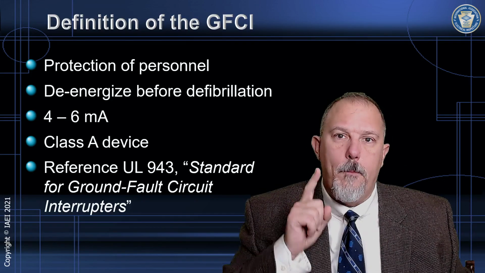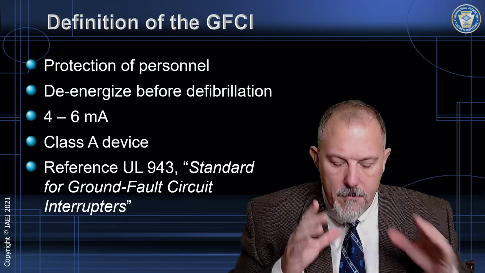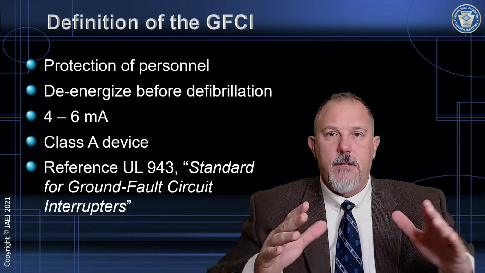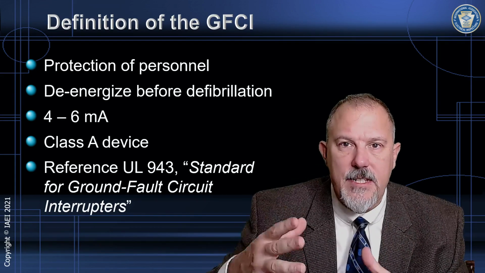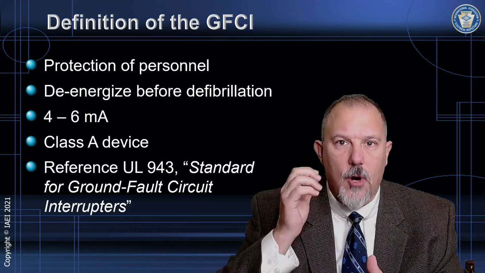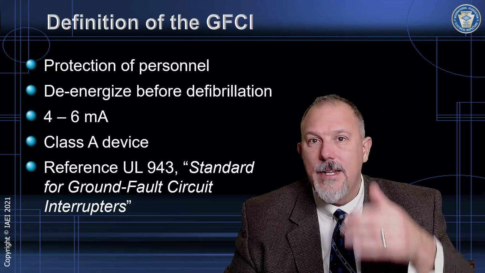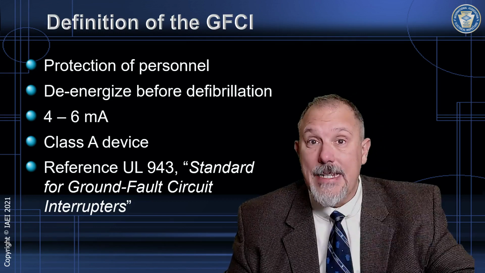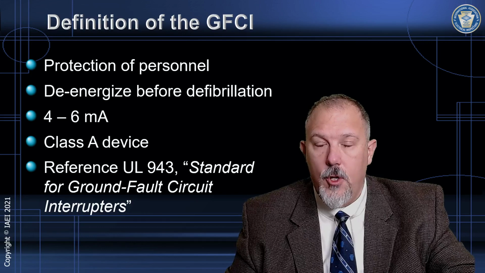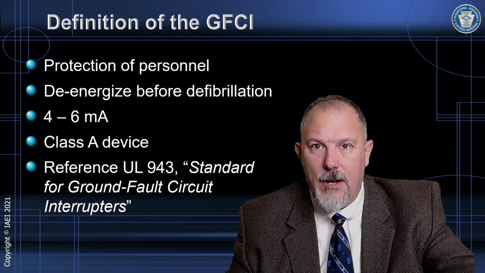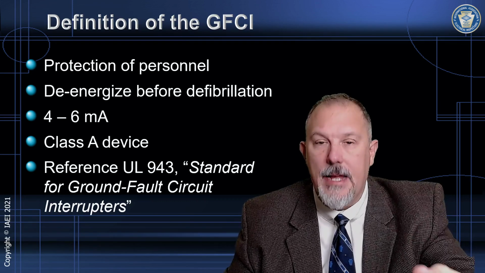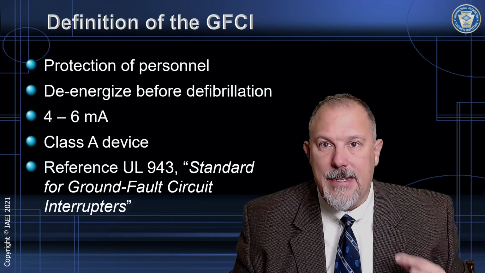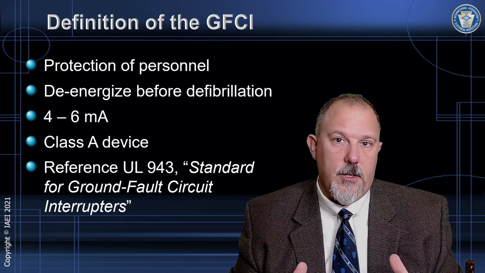So remember this, that when you take a single phase AC circuit, you have a black or a hot conductor and a white neutral conductor, grounded conductor. What goes out on that black wire has to come back on the white wire. What goes out on the hot supply comes back through the grounded conductor. That is a complete circuit.